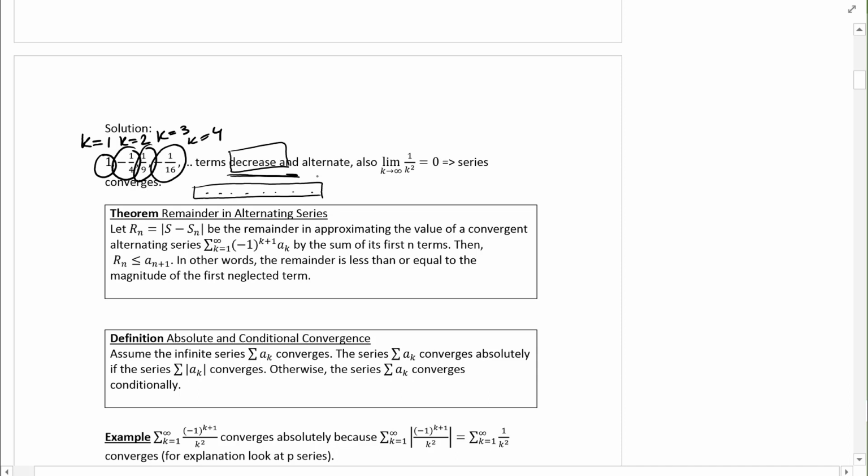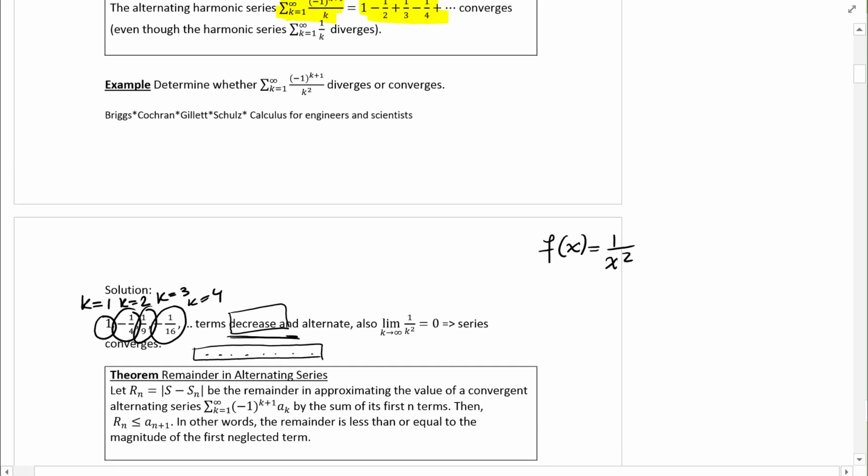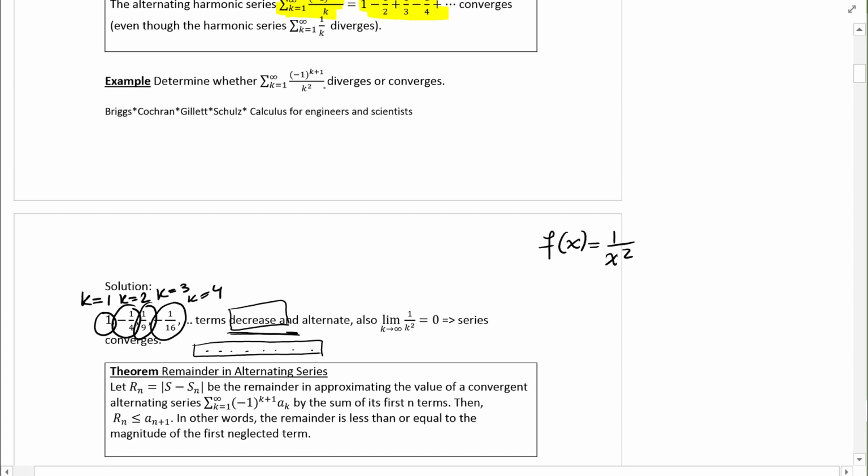so we want to actually prove that these terms decrease in a mathematically clear way. I'm going to show you how to do that using derivatives. Let's say f of x equals 1 over x squared, taken from the fact that our series, except for the term (-1)^(k+1), is 1 over k squared. So f prime of x is negative 2 over x cubed.